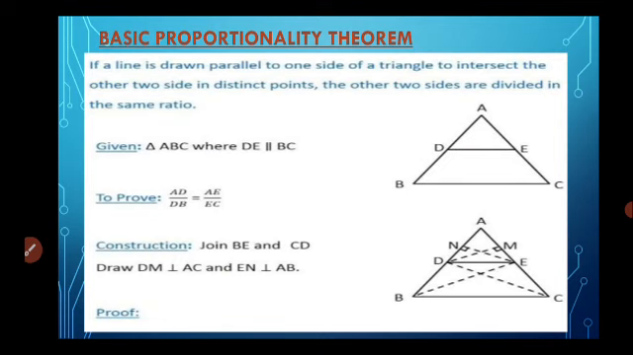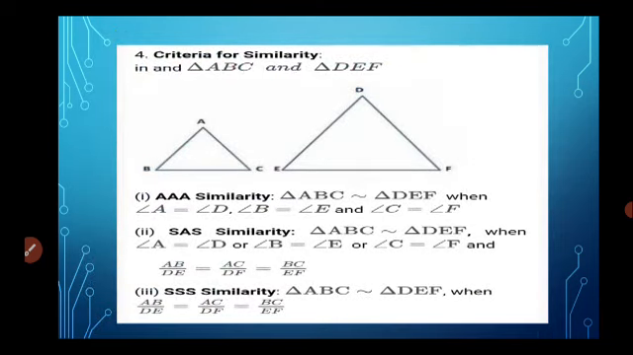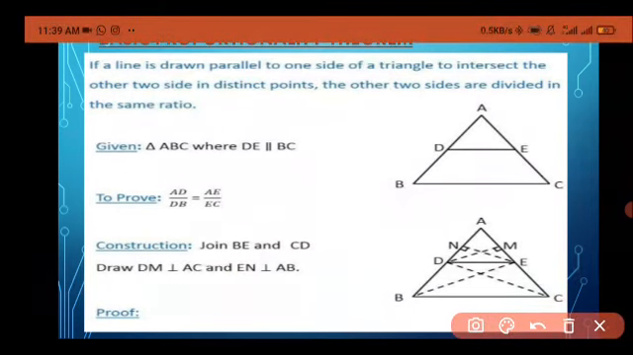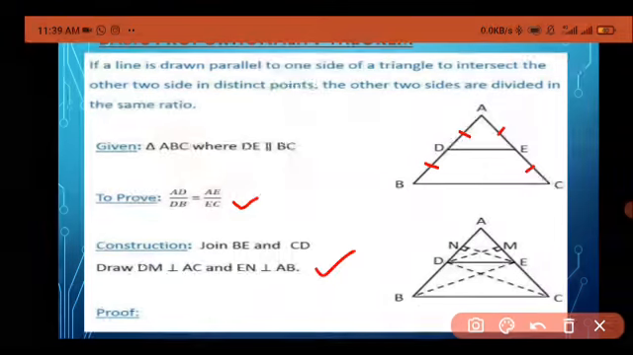So here, what is given to us? A triangle ABC is given and one line DE is parallel to BC. Then what do we have to prove? The sides are in a fixed ratio, or you can say AD by DB is equal to AE by EC. For proving this we have to do one construction. We have to join BE and CD, as well as draw the perpendiculars from E to AB at M and from D to AC at N.